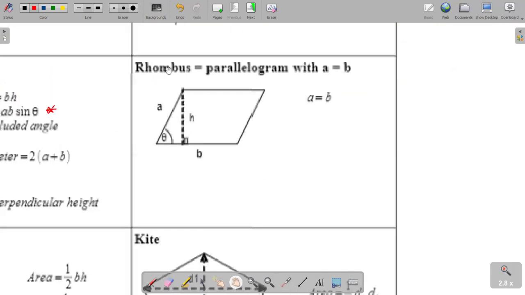This is a rhombus. Does it look like a rhombus to you? If you know what a rhombus is, a rhombus is the leaning version of a square. When you look at that, do all the sides look equal to you?